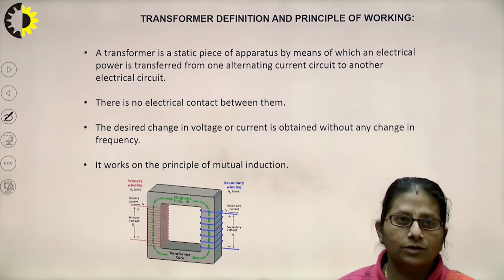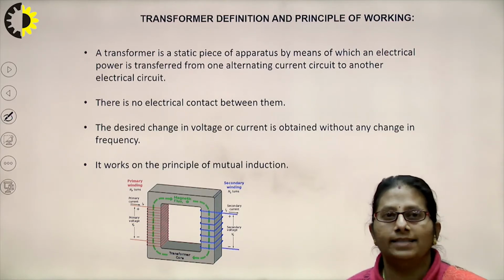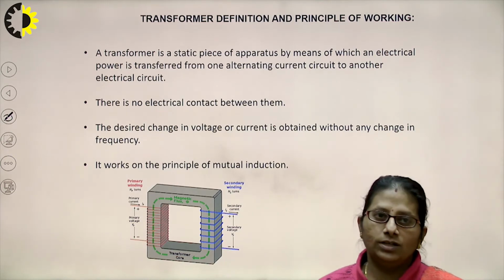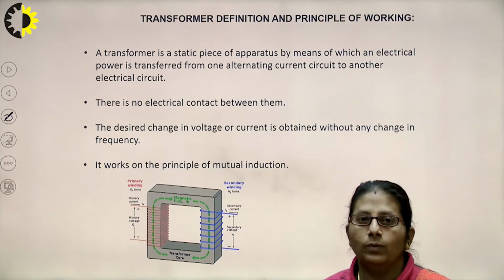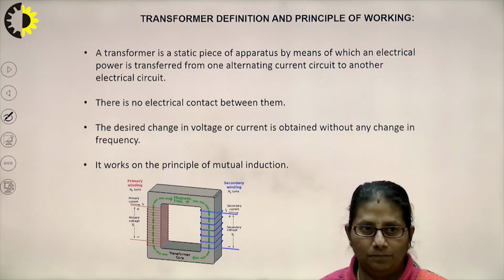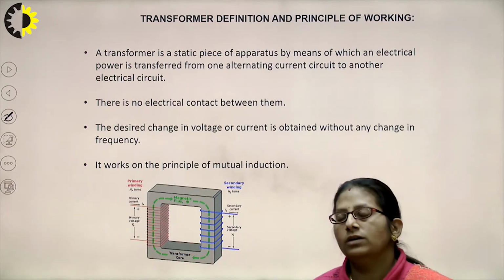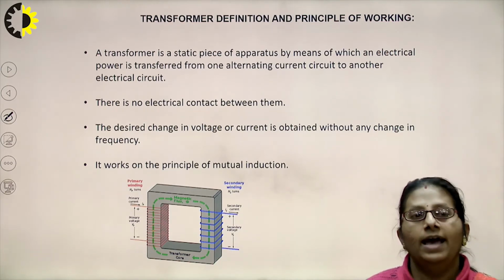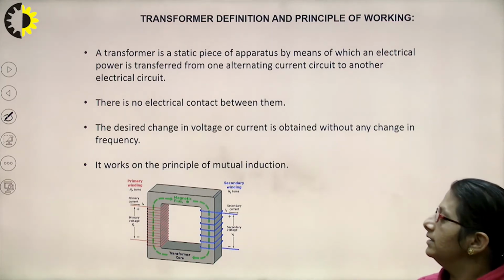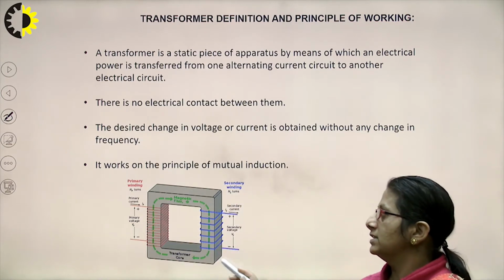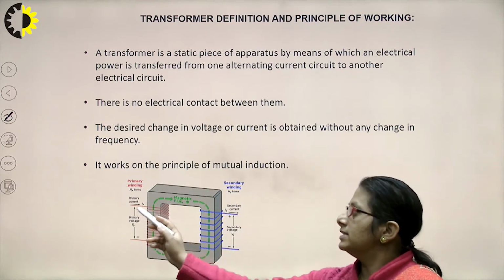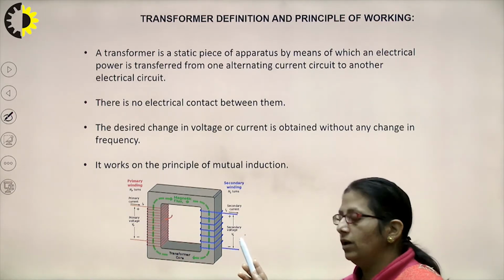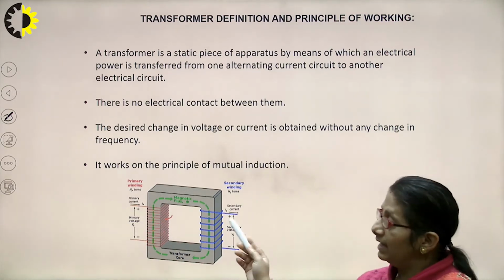There is no electrical contact between the two sides, that means the two sides of the electrical circuits. The desired change in the voltage or the current is obtained without any change in the frequency. The working principle of the transformer is mutual induction, as it can be seen in the circuit as well. This is the core of the transformer, this is the primary winding of the transformer, this is the secondary winding of the transformer on the second limb.